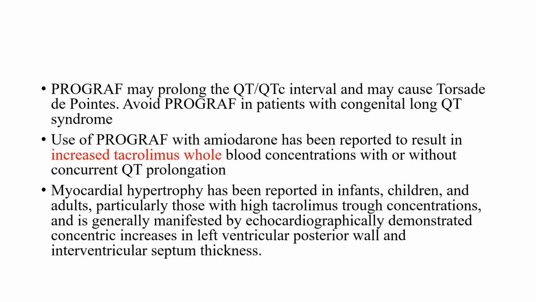So in those having congenital QT prolongation and those on drugs which prolong QT, we should be careful in giving tacrolimus, as torsades de pointes can be precipitated. And it is found that amiodarone increases the level. So amiodarone, voriconazole, posaconazole all will increase the level of tacrolimus, with or without QT prolongation. And if myocardial hypertrophy happens, we have to reduce or discontinue the drug, usually echocardiographically assisted, looking at the increase in the left ventricular posterior wall and interventricular septal thickness.